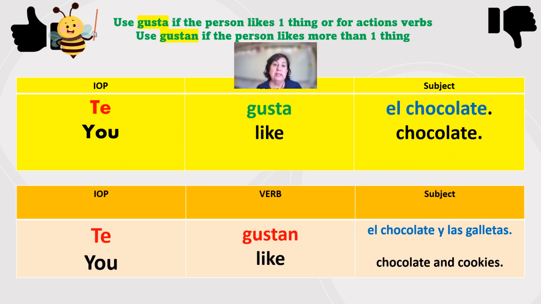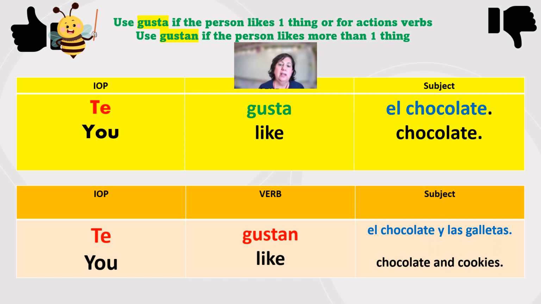Now let's look at different types of subjects using gusta and gustan when it's not an activity, but rather a thing or a noun. So here we have, ¿te gusta el chocolate? You like chocolate. Let's say you like more than chocolate, you like other things. ¿Te gustan el chocolate y las galletas? You like chocolate and cookies.